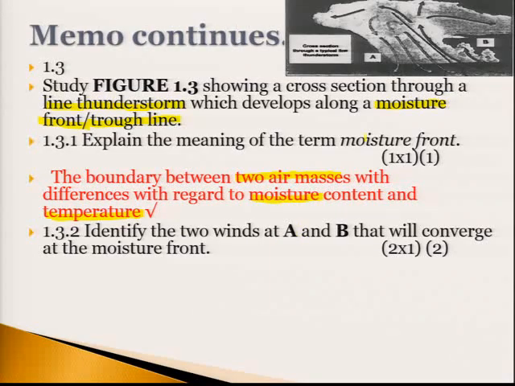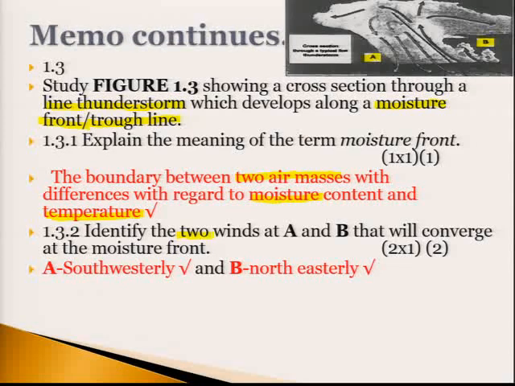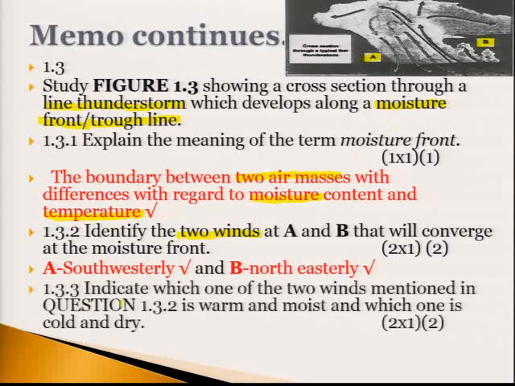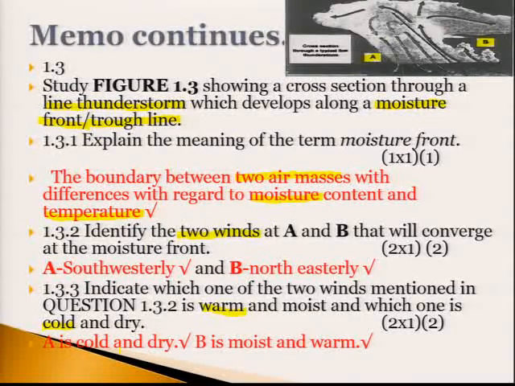Identify the two winds at A, which will be our Atlantic Ocean, and at B, which will be our Indian Ocean. At A we have your southwesterly winds, and then at B you've got your northeasterly winds. We'll come and deliberate deeper into this. 1.3.3. Indicate which of the two winds mentioned above is warm and moist, and which one is cold. It will acclimatize itself with the properties of the oceans. And we agree in principle to say A is cold and dry, while B is very moist and very warm, because the Indian is warmer and moister than the Atlantic.